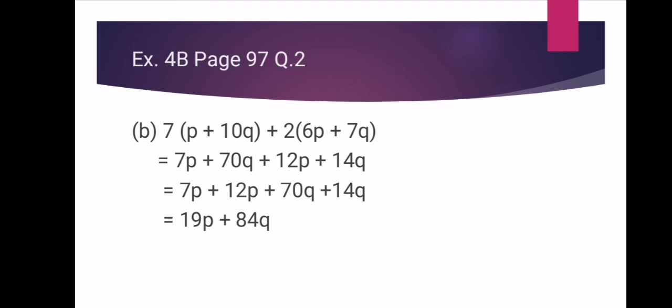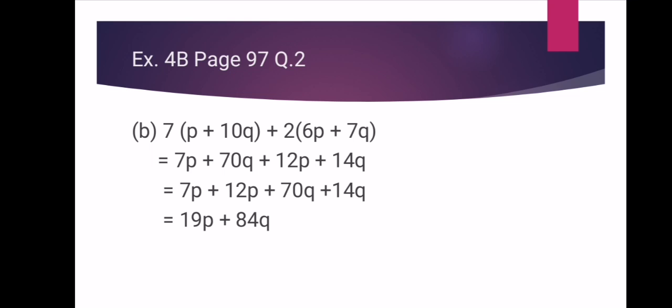Now in the second last step I have rearranged like terms. So 7p plus 12p, followed by the terms involving q, 70q plus 14q. Now I have to further simplify these. 7p plus 12p will add up to 19p, and 70q plus 14q will add up to 84q. So our answer is going to be 19p plus 84q, and we cannot further simplify this expression because now we have unlike terms.